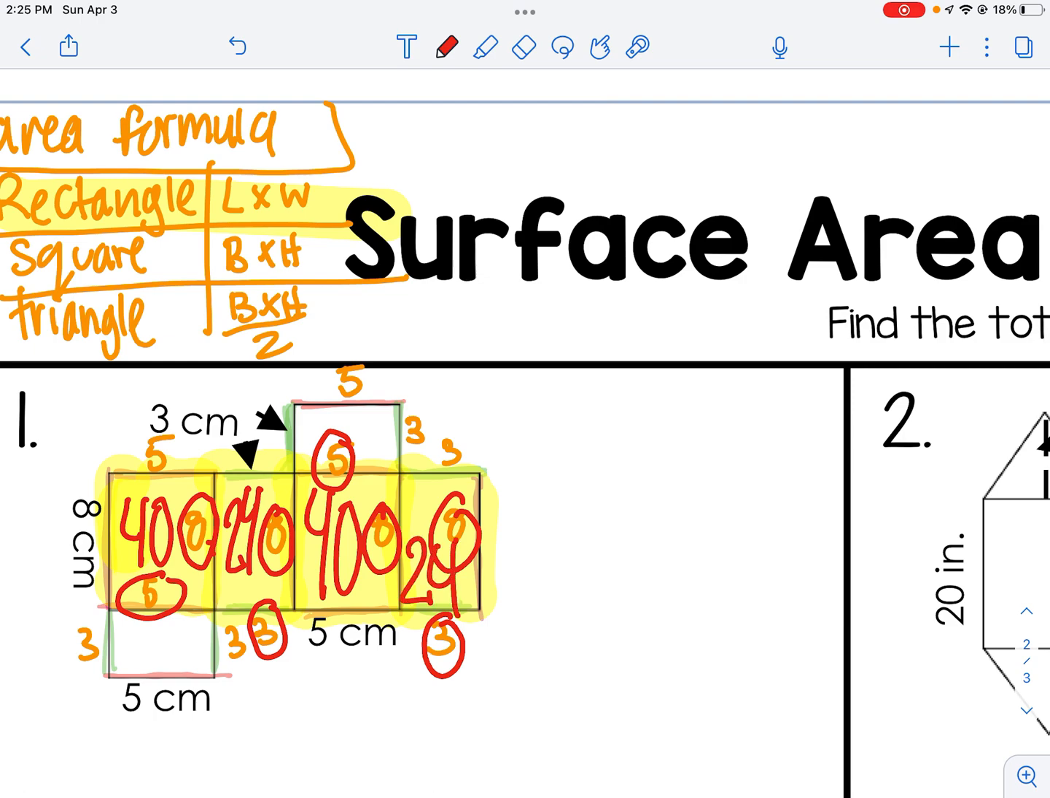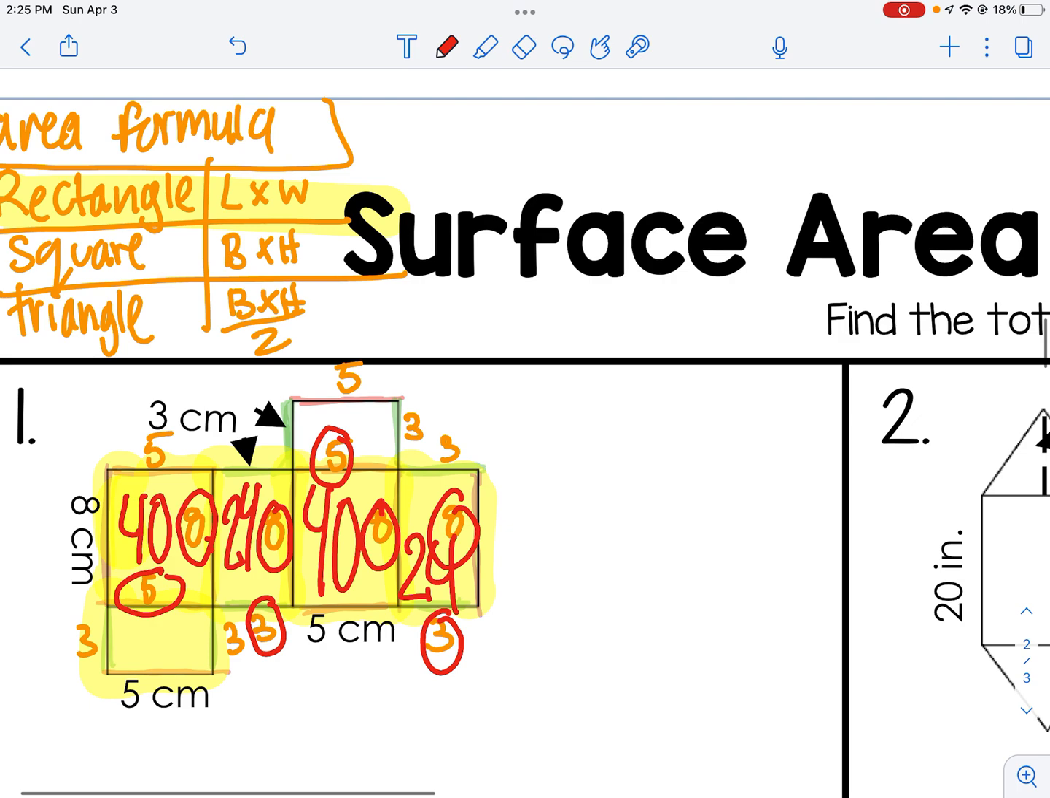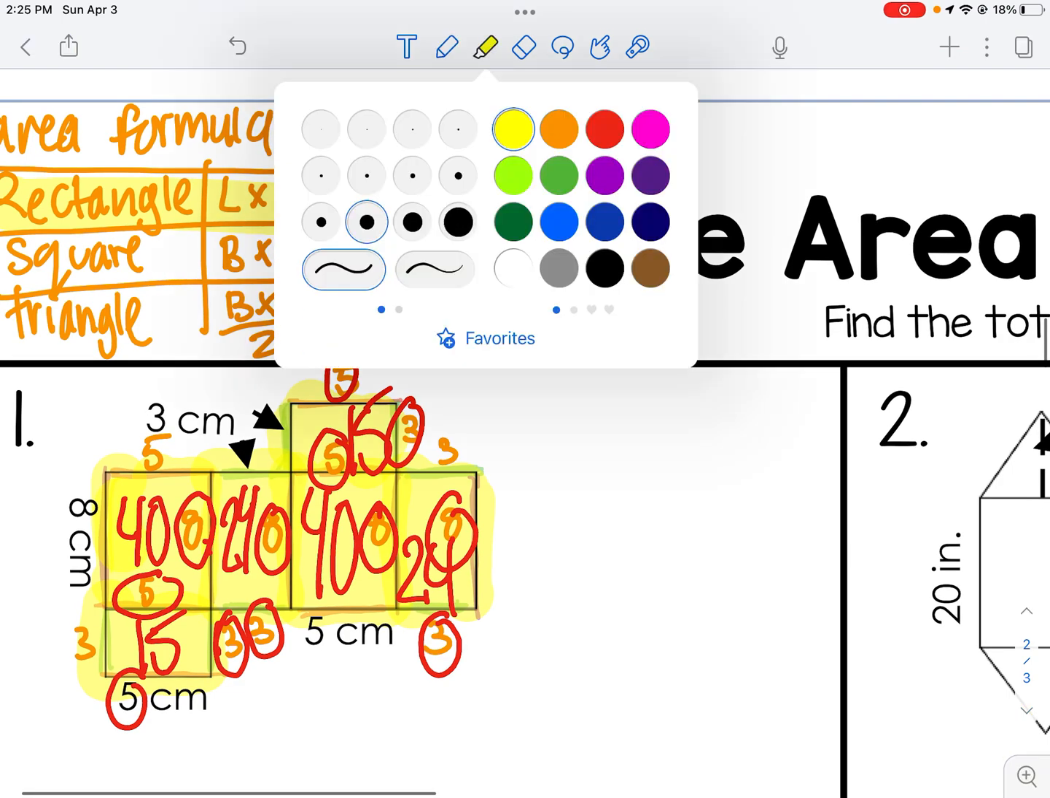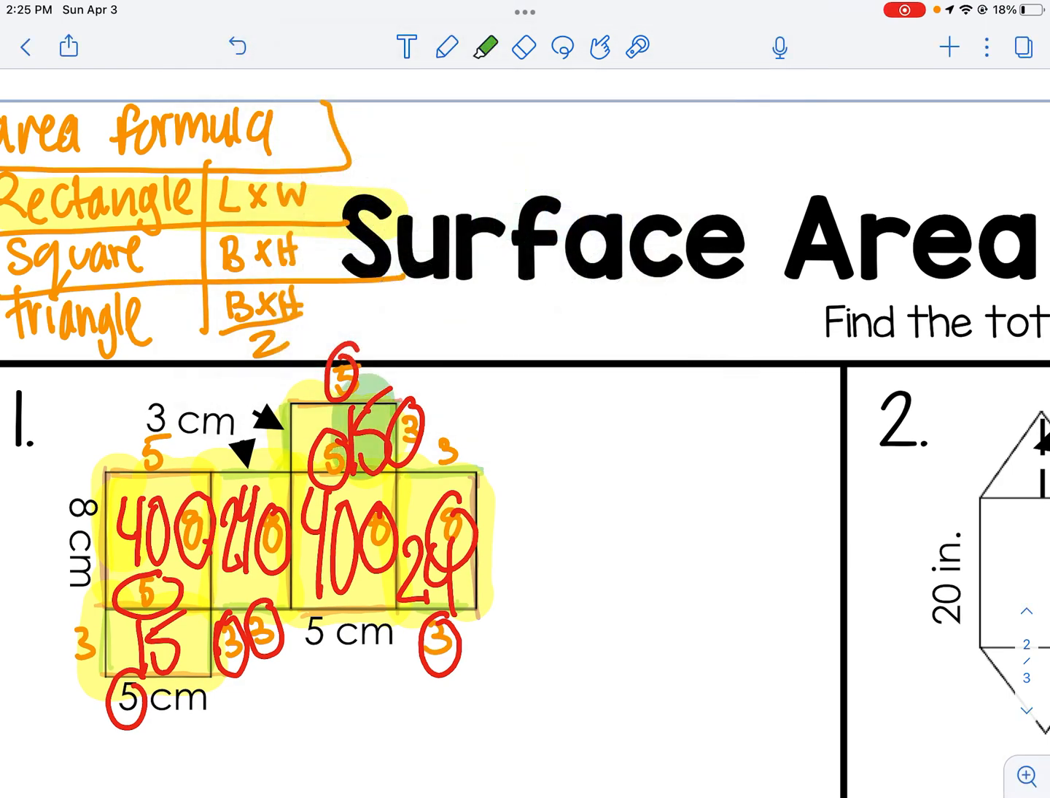And now we just have 2 rectangles left on the sides. We can do this one first. A length of 3 and a width of 5, which is 15. And then same thing over here. Length of 5, width of 3, 15. Okay, now I'm going to go through and add up all of the big numbers that I got. So I'm going to add 15 plus 24 plus 40 plus 24 plus 40 plus 15 to find the surface area of the whole entire shape.